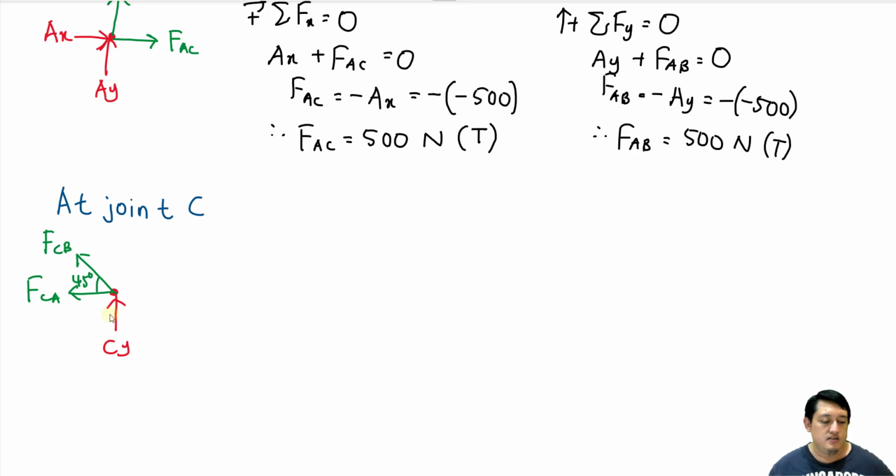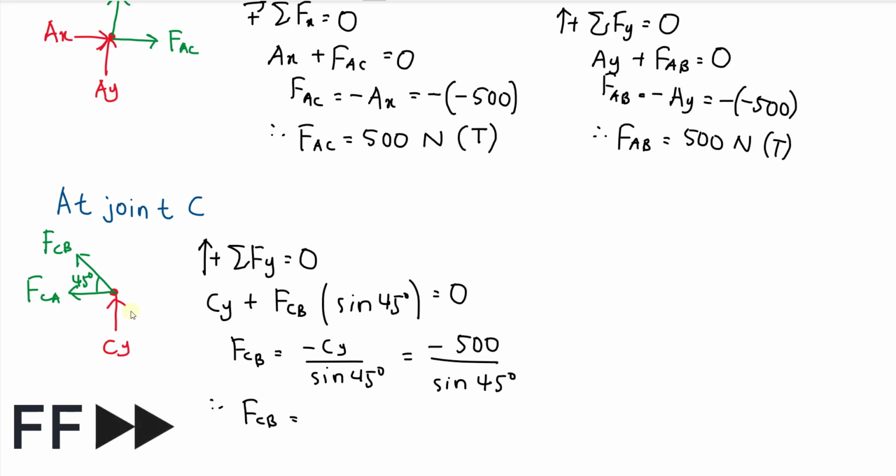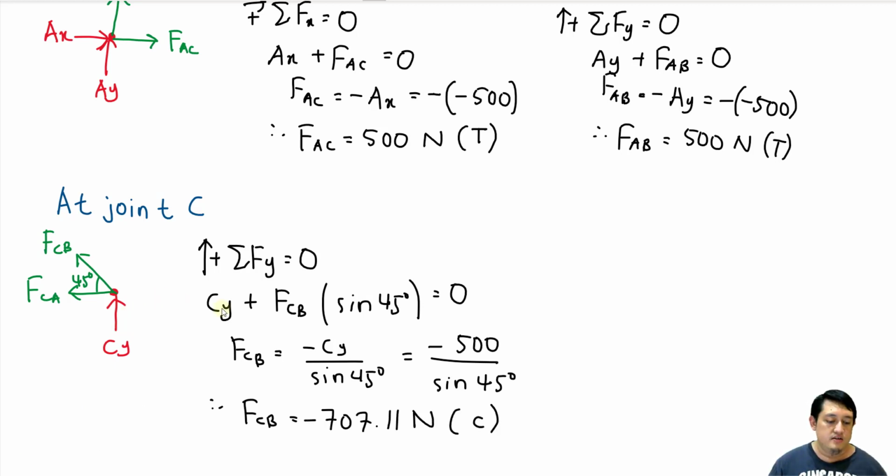To make our calculation easier, if you can see here, FCB is the only force that we can resolve into the Y direction. FCB we can resolve into Y and also X, and CY is pointing towards Y also. So let's start with total of Fy equals 0. Now we've done calculating FCB. When we insert the value of CY, which is 500, we get FCB is negative 707.11 Newton. So we get a negative value, while our assumption was tension. Because it is negative, it means that the correct direction is the opposite direction. Therefore, FCB is compression. Negative compression, positive tension. That's it.